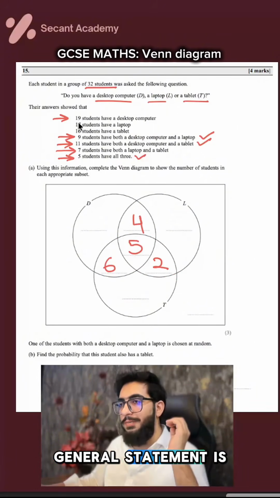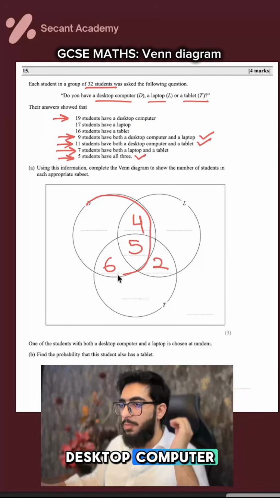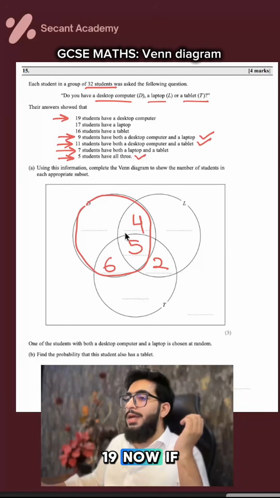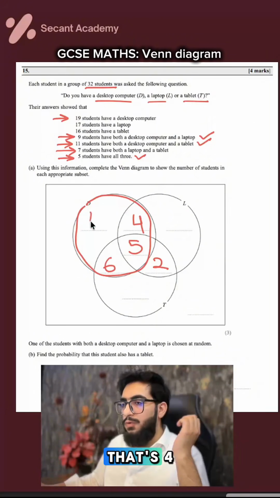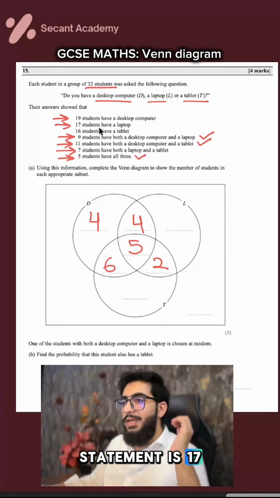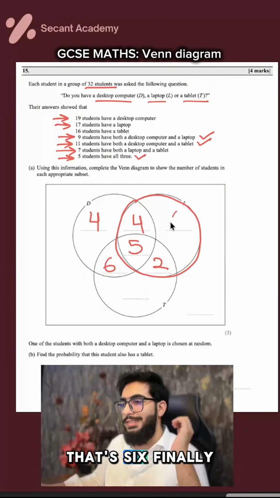So the first general statement is 19 students have a desktop computer. So that means this whole circle of a desktop computer should add up to 19. Now, if we do 19 take away 4, take away 5, take away 6, that's 4. Next general statement is 17 students have a laptop. So that means this whole laptop circle should be 17 in total. So we'll just do 17, take away 4, take away 5, take away 2, that's 6.